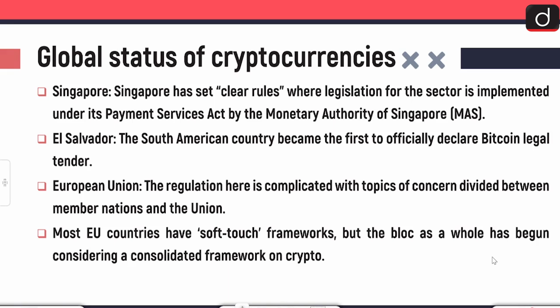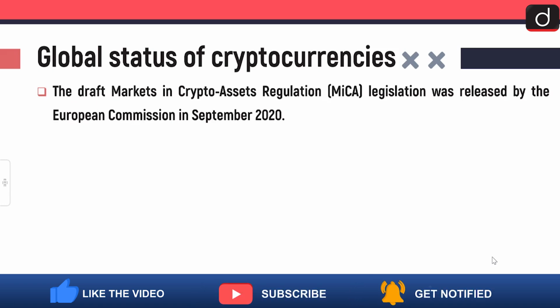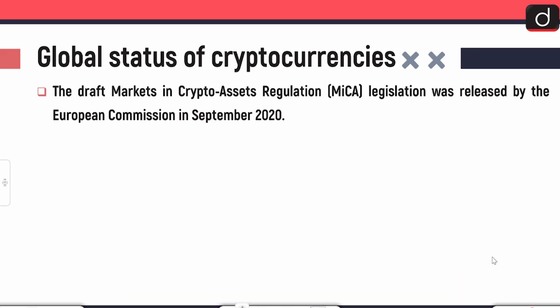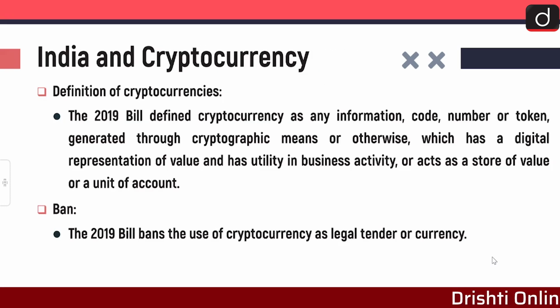Singapore has set clear rules where legislation for the sector is implemented under the Payment Services Act by the Monetary Authority of Singapore. The South American country of El Salvador became the first to officially declare Bitcoin legal tender. European Union: the regulation here is pretty complicated. Most EU countries have very soft-touch frameworks, but the bloc as a whole has begun considering a framework for cryptocurrency. The draft Markets in Crypto-Assets regulation legislation was released by the European Commission in September 2020.